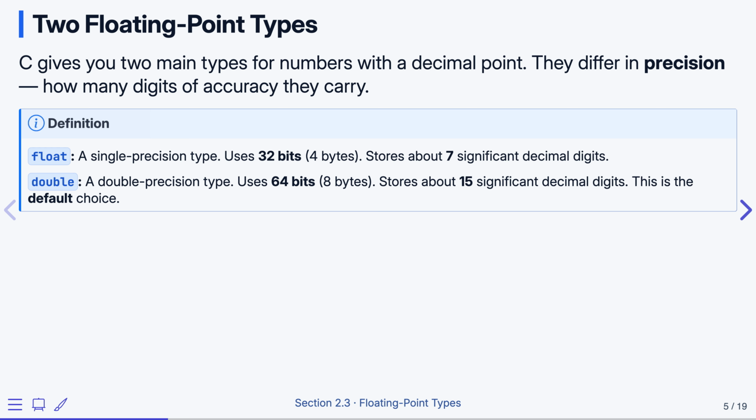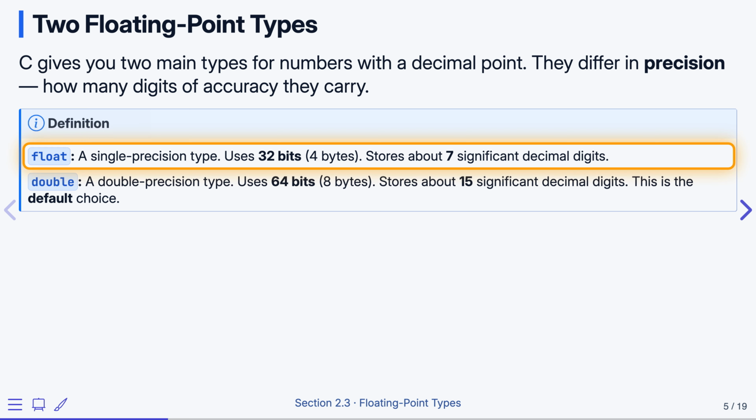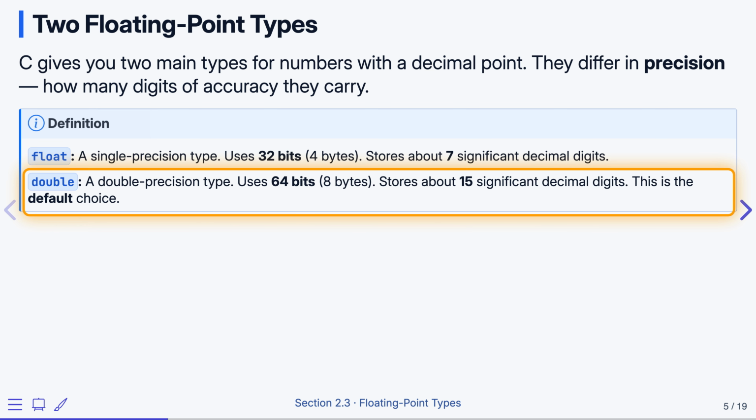C gives you two main types for numbers with a decimal point. They differ in precision. Precision means how many digits of accuracy the type carries. A float is single precision. It uses 32 bits, which is 4 bytes. It stores about 7 significant decimal digits. A double is double precision. It uses 64 bits, which is 8 bytes. It stores about 15 significant decimal digits. For most work, double is the type you want. It is the default choice.